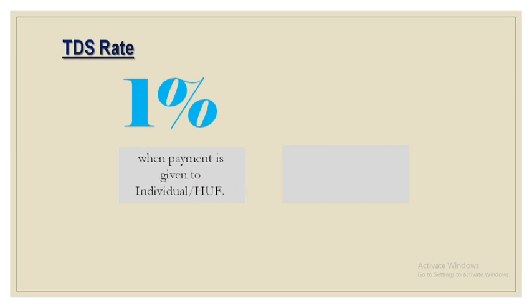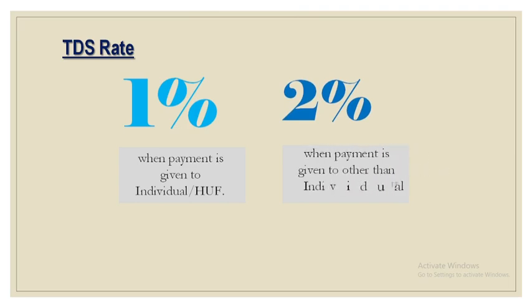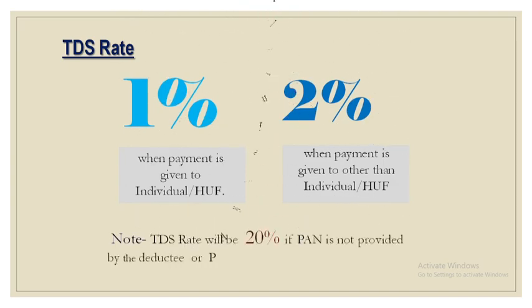TDS rate. 1% when payment is given to an individual or HUF. 2% when payment is given to other than an individual or HUF. TDS rate will be 20% if PAN is not provided by the deductee or PAN is invalid.